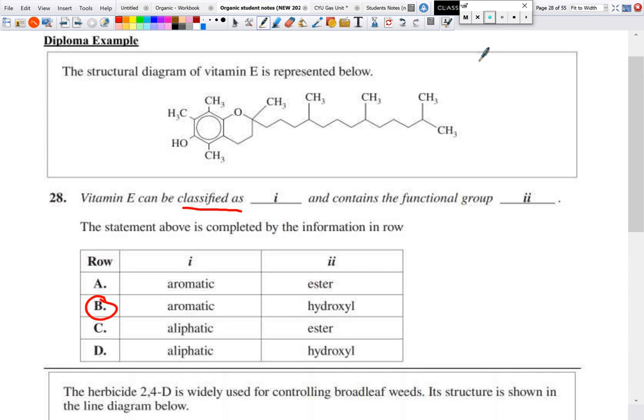And we get the answer as B. So of course the aromatic is this one right here, so we can tell that. We know it's not going to be aliphatic, so we have the aromatic functional group that we can tell, and then of course the hydroxyl shows up right here.